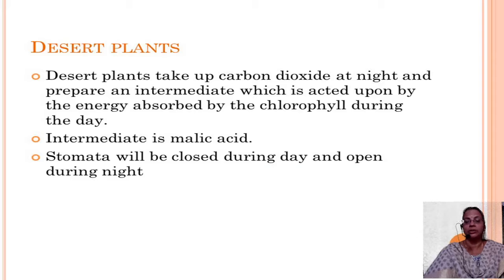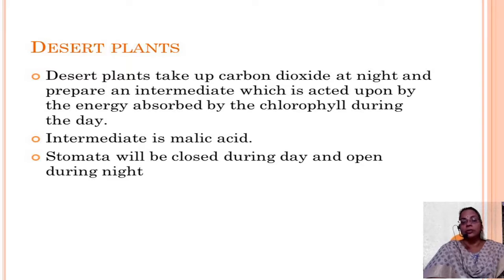How they are doing it means, they will open the stomata during the night. Normally the other plants open the stomata in the daytime and close them at night. But here in desert plants, it is just reversed. They cannot lose much water when the sunlight is hitting the plants directly, so at that time they will close their stomata. In the daytime the stomata will be closed, and at night the stomata will be open. That is actually meant for reducing the transpiratory loss.